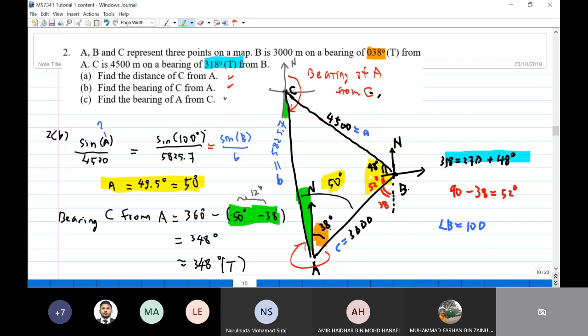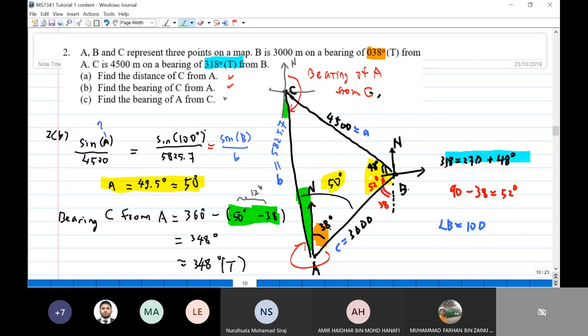Now the bearing of C from A is 360 minus 12 degrees, because you just minus the green part. Then you find this is 348. So this is the bearing of C from A. This is the second part.